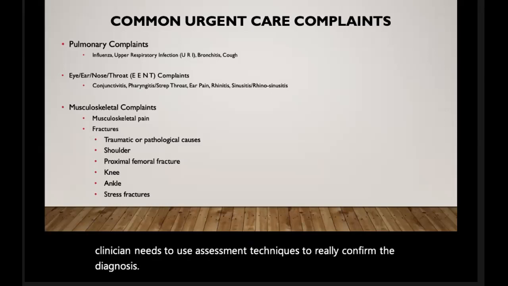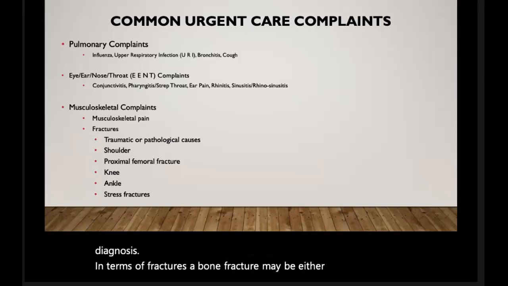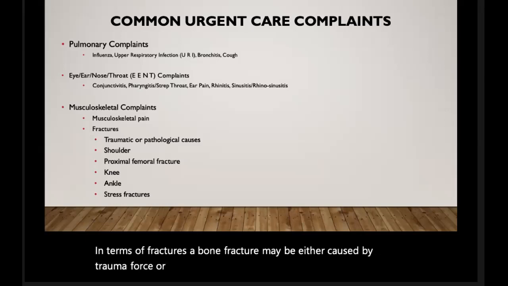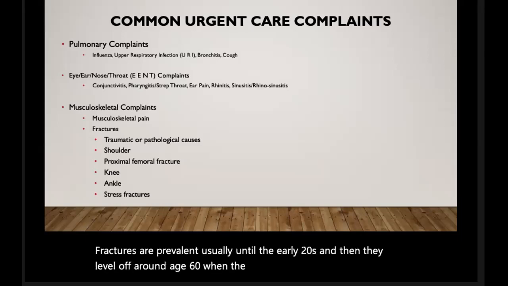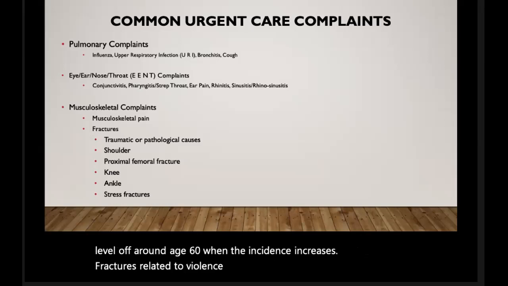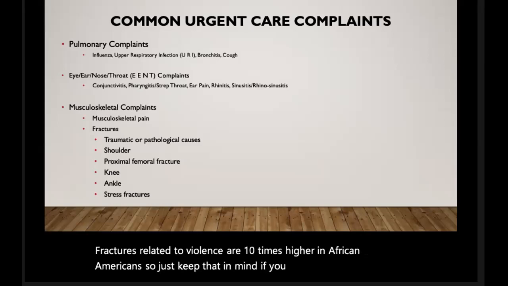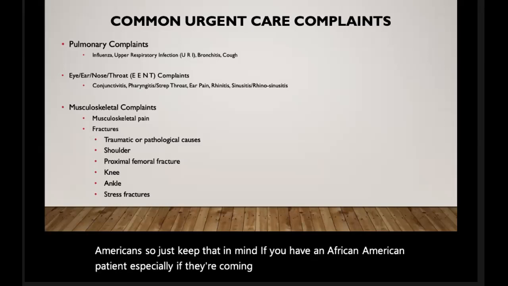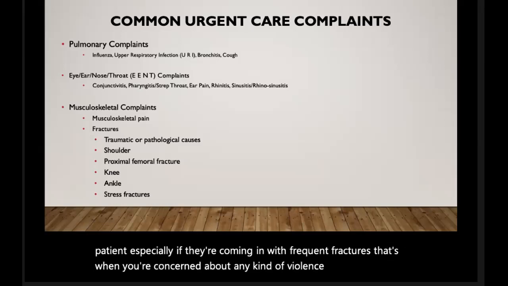Now, in terms of fractures, a bone fracture may be caused by trauma, force, or stress, or by a disease such as osteoporosis or cancer, which is pathological. Fractures are prevalent usually until the early 20s, and then they level off until around age 60 when the incidence increases. Fractures related to violence are 10 times higher in African Americans. So just keep that in mind if you have an African American patient, especially if they're coming in with frequent fractures. That's when you're concerned about any kind of violence or domestic violence in the household.